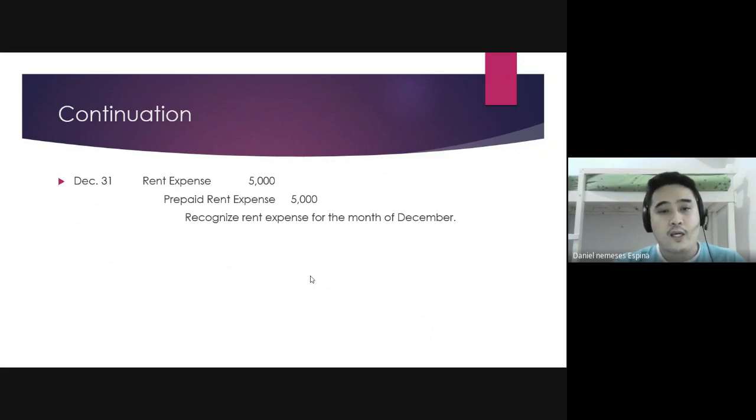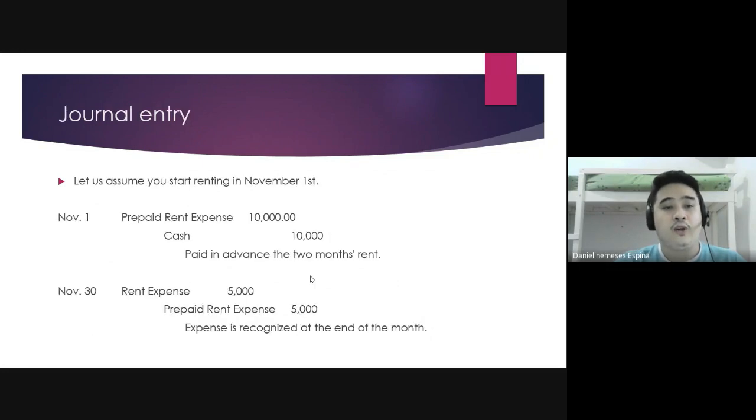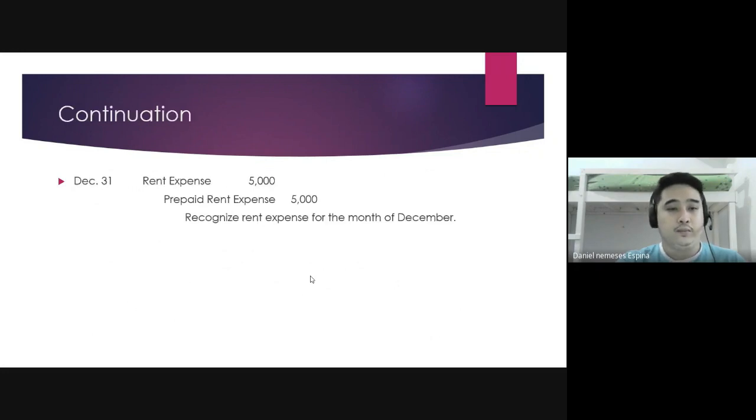So with these transactions, you start at November 1 at prepaid nga 10,000. Pag abot sa December kay sige man na gi-credit og 5,000. So November 30 and then December 31. So zero na dapat ang balance sa imuhang prepaid rent expense.